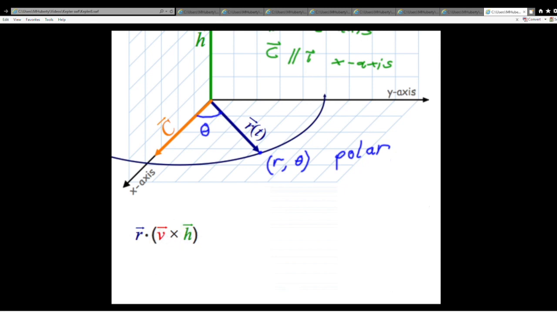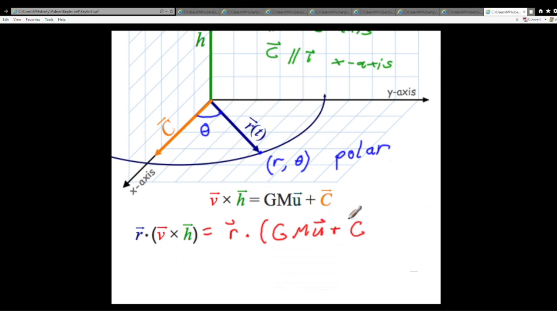Okay. Now, remind you that in the last video, this v cross h vector we found to be GM u plus that c constant vector. So we're going to plug that in here and rewrite this as r dot this new stuff, GM u plus the constant vector. Okay, and now we'll distribute the dot product here. So we'll go r dot GM u plus r dot c.